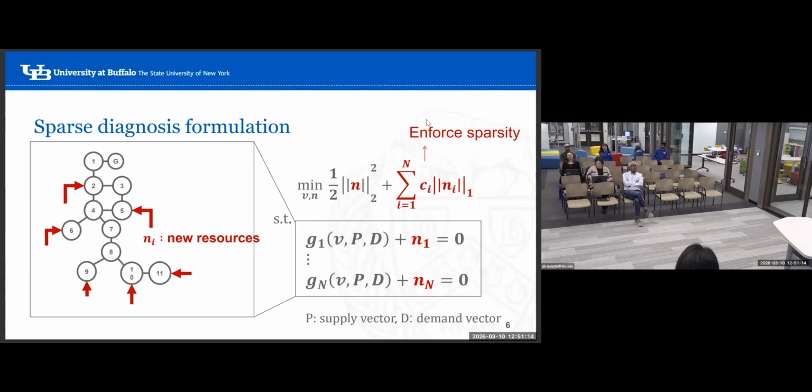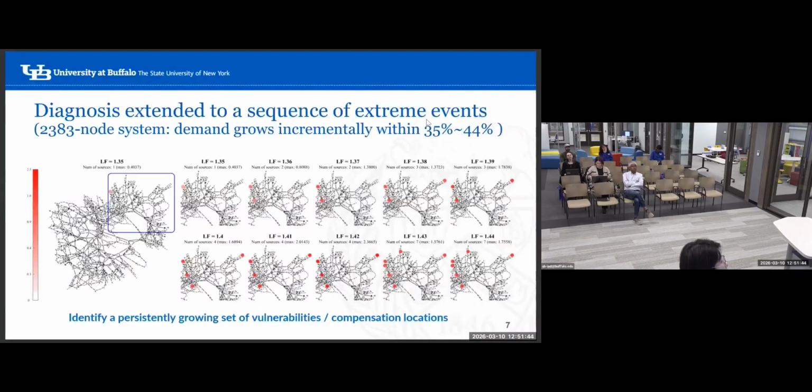And the method behind this is also straightforward. Let's consider a network system. We can try to introduce new compensation variables at some controllable locations. And then we integrate those new variables into the network constraints. Then an optimization problem tries to minimize the total amount of compensations, while meanwhile making things sparse by adding a regularization term. And once we solve this, we get sparse compensation vectors.